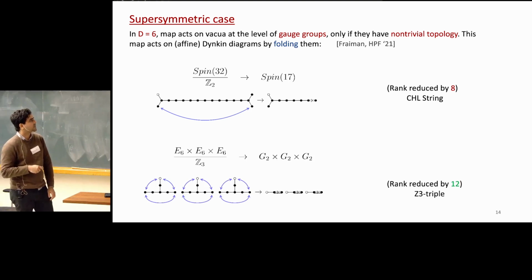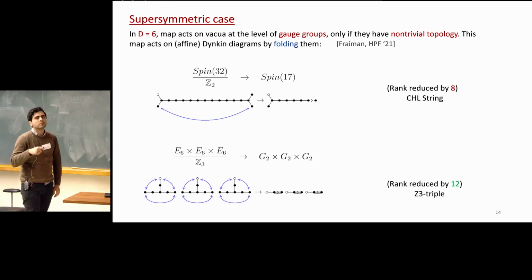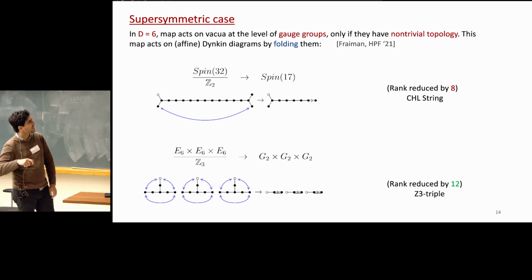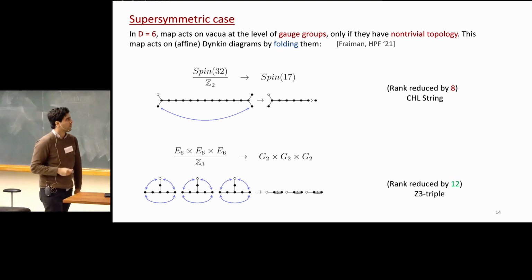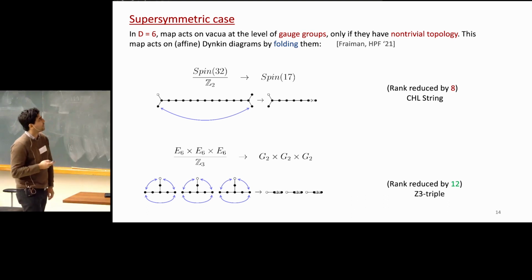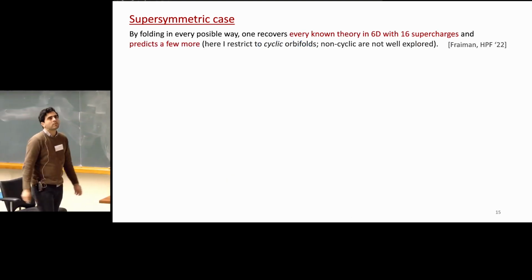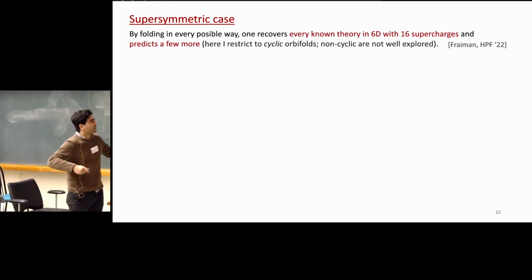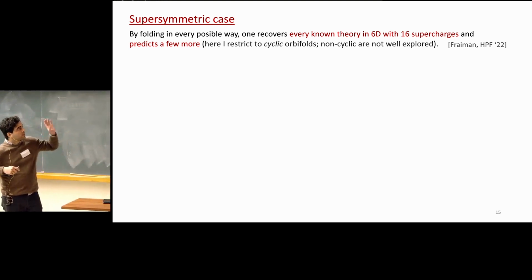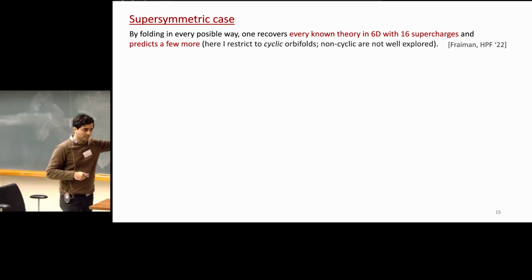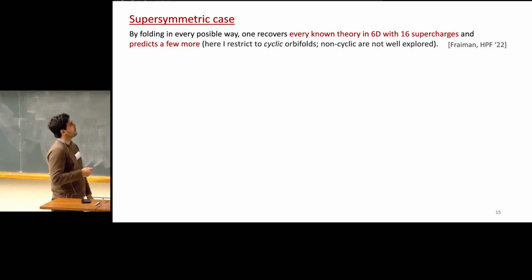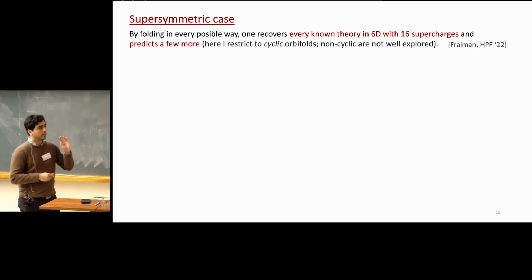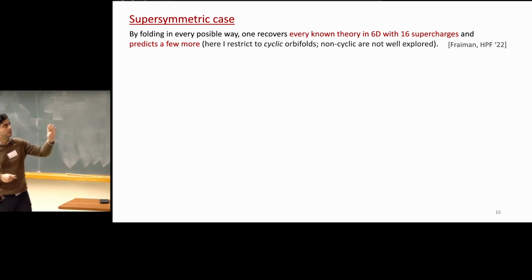There are other examples, like if you start from E6 times E6 times E6, and you have a Z3, this will act on each one of these factors and give you G2, G2, G2. You reduce the rank by 12, and then this is Z3 triple. So it's another component of the moduli space. The point is that you can then think, okay, maybe I can do this in any way that I can. If I do that, I recover every known component of the moduli space with 16 supercharges in 6 dimensions, and then I can predict others, which is what Miguel mentioned earlier.